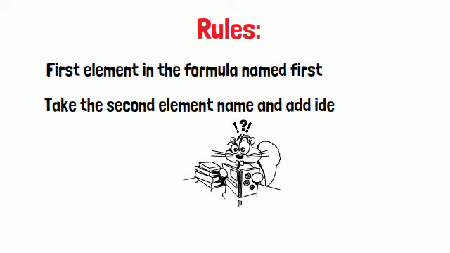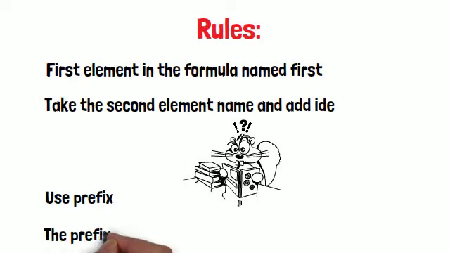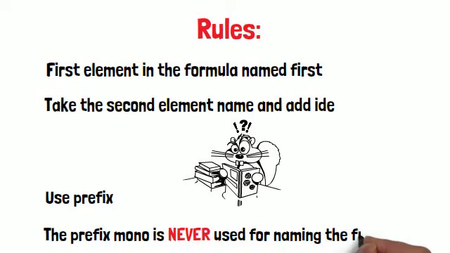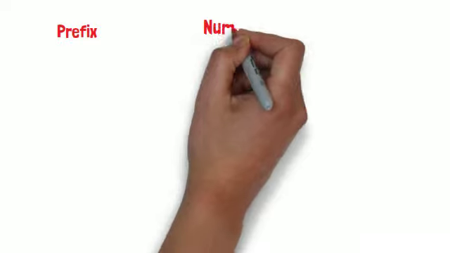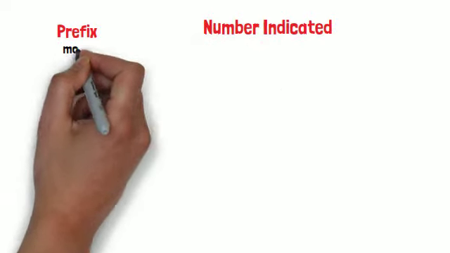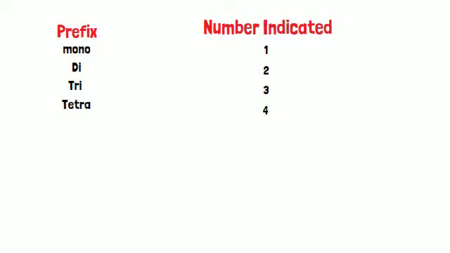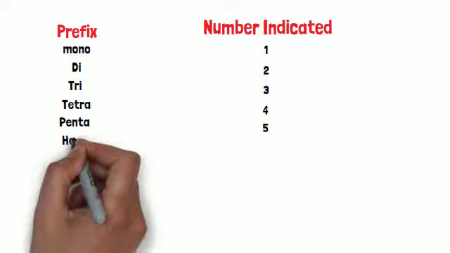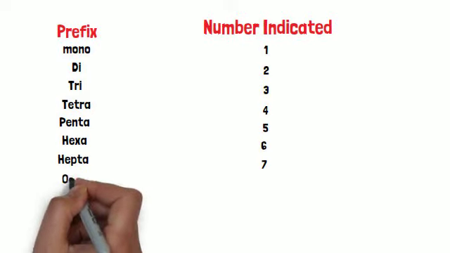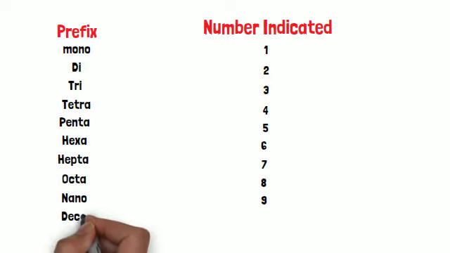Next, in binary covalent compounds, prefixes are always used. They are used to denote the number of atoms present. Lastly, when using prefixes, keep in mind that the prefix mono is never used for naming the first element. Below is the list of prefixes used in chemistry. Mono represents 1, di 2, tri 3, tetra 4, penta 5, hexa 6, hepta 7, octa 8, nona 9, and deca 10.